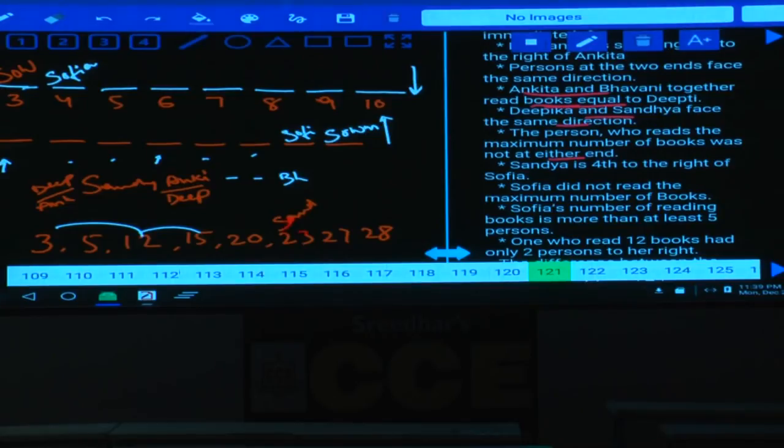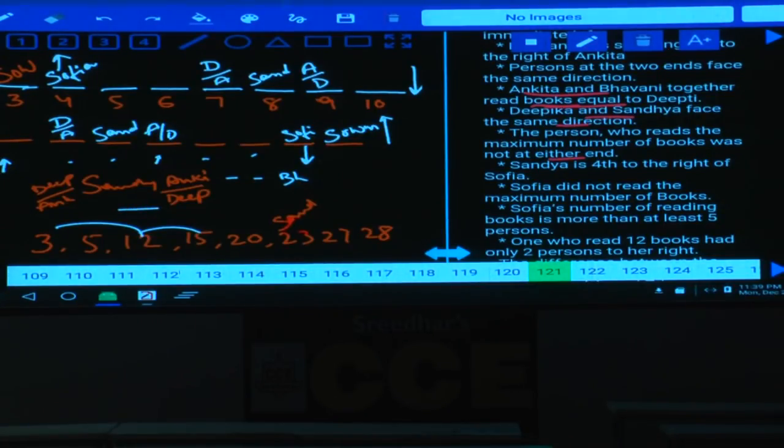1, 2, 3, 4. Now Sophia is facing towards north. 1, 2, 3, 4. This person must be Sanjay. Follow here: Sanjay is fourth to the right of Sophia. Here in this one, Sophia is here, 1, 2, 3, 4, and Sanjay will be here. If Sanjay is here, now this Sanjay is immediately next to Deepika and Ankita, isn't it? Now if Deepika is here, Ankita will be here, or if Deepika is here, Ankita will be here. Similarly, here also Deepika and Ankita, and here also Ankita and Deepika. And Ankita and Deepika we have done.